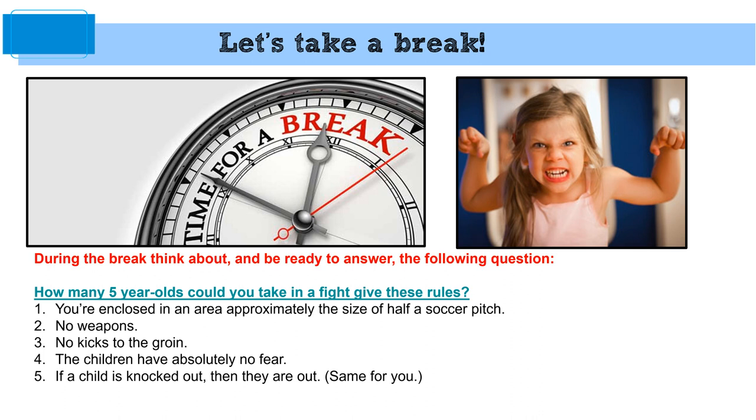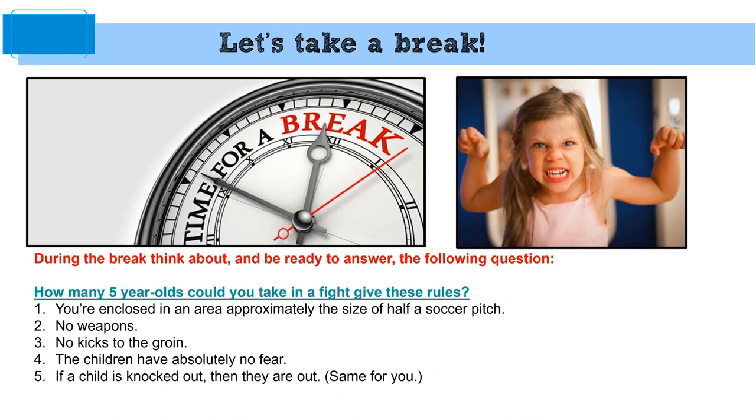Okay, for the rest of you, in your notes, write down the number of five-year-olds you think you can beat before they overwhelm you. All right, we good? Maeve, how many do you think? Four? Okay, that's okay. No, sorry, I shouldn't be judgmental. Four.